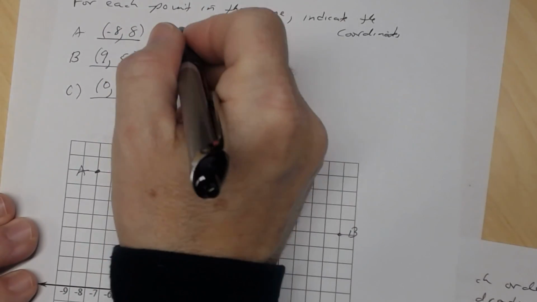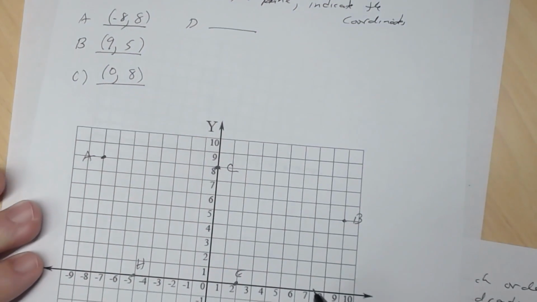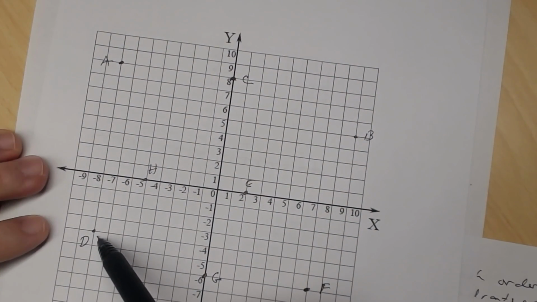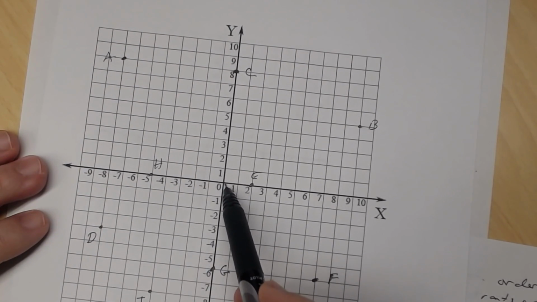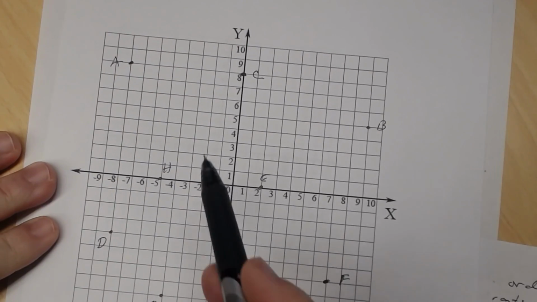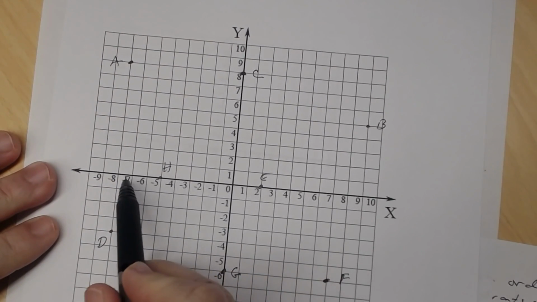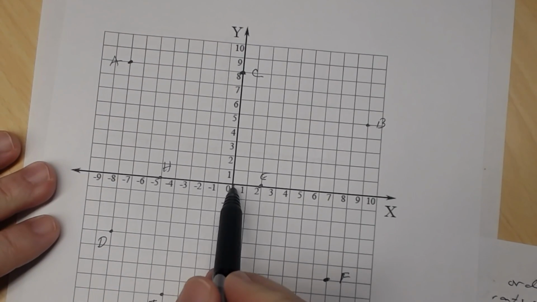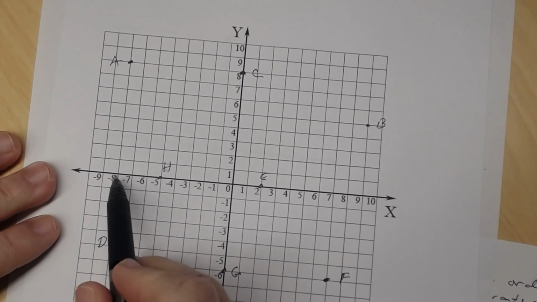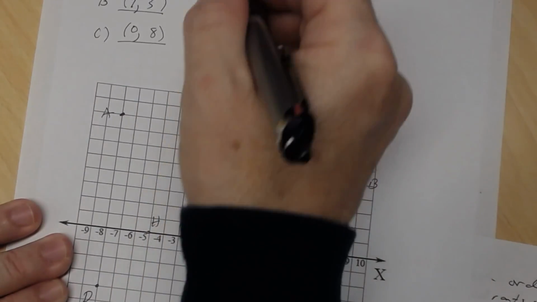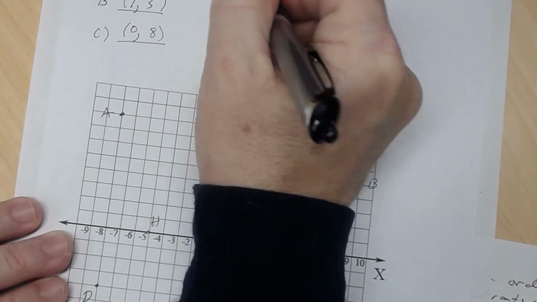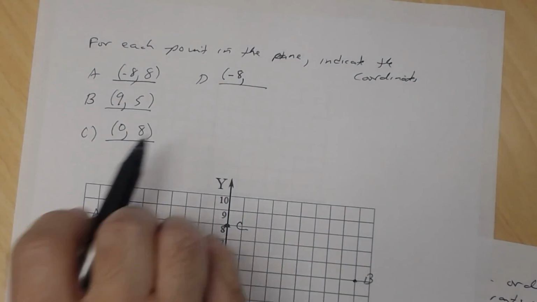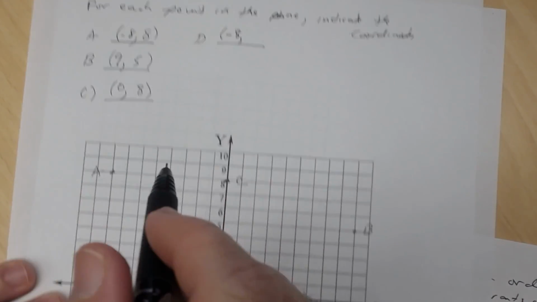All right, D. Let's talk about where D is located. D is here, so that's in quadrant 3. You start at the origin and move to the left until you get right above it. So that's -8. For D, the x-coordinate of my ordered pair is going to be -8. Make sure you use parentheses.